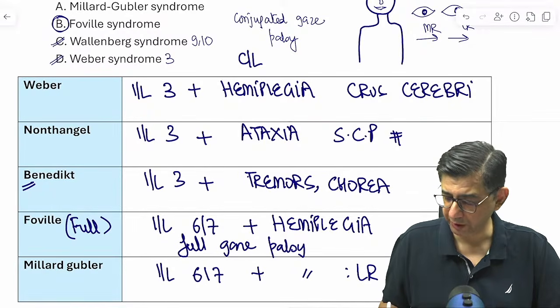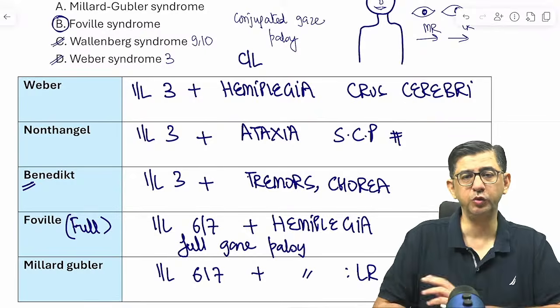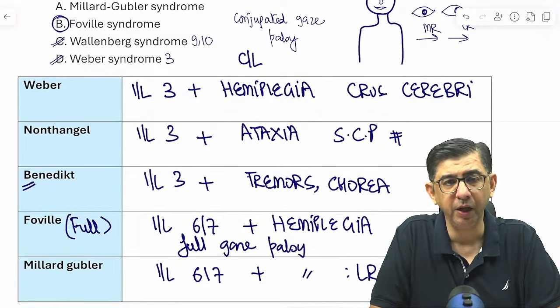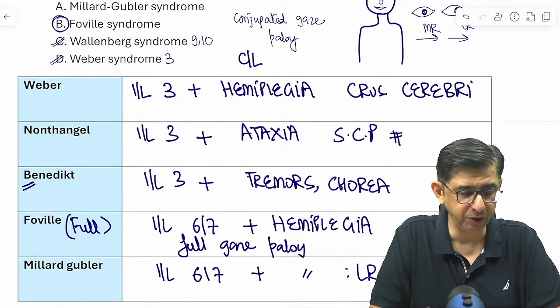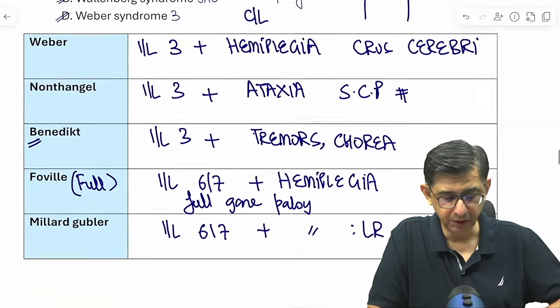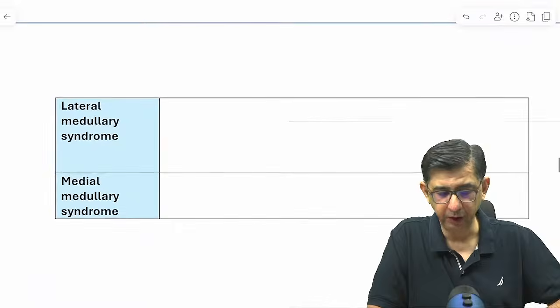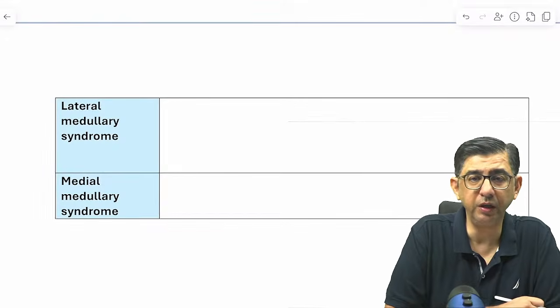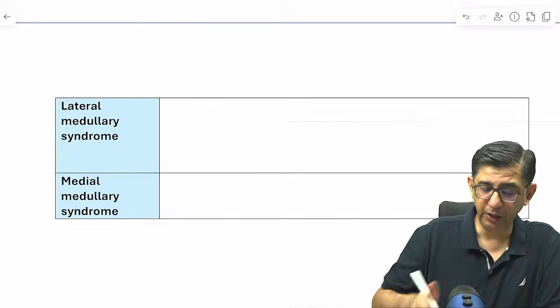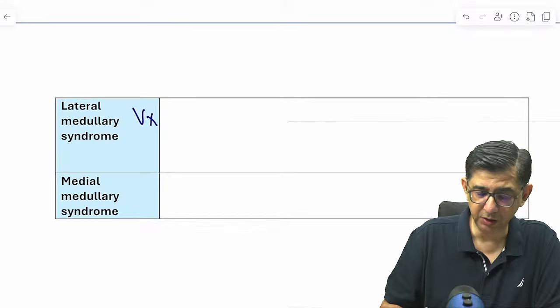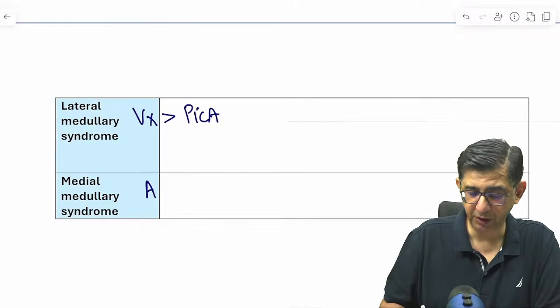So at this moment, I deliberately spoke a little faster. There is no point of drawing those diagrams at the moment, but we were able to revise 5 pretty straightforward stroke syndromes. And now what we will discuss is the lateral medullary and the medial medullary part. What are the keywords that we'll be using? For the lateral medullary, the blood vessel involved is the vertebral artery more than PICA. Medial medullary is the anterior spinal artery that is involved.